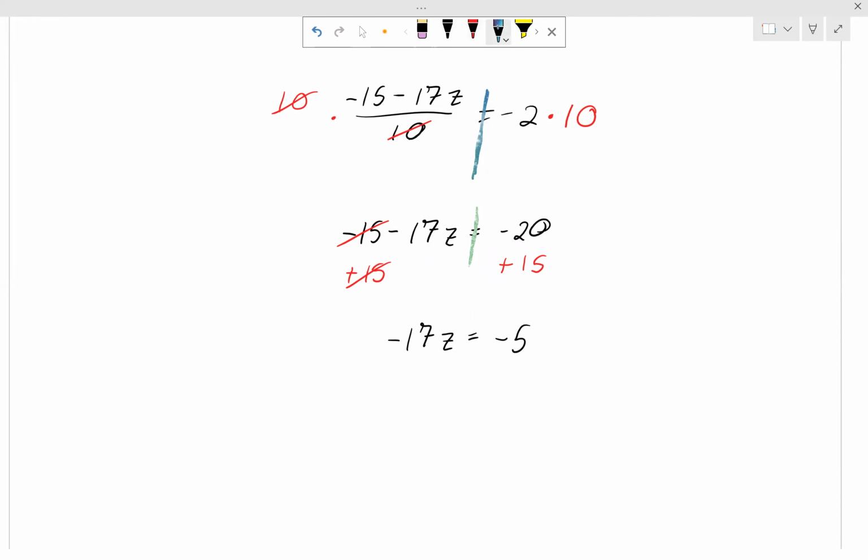All right, I'm going to draw my little line again. Whatever I do to the left-hand side, I have to do to the right-hand side. I'm going to divide by negative 17 so that these cancel out. So then I'm left with z is equal to negative 5 over negative 17. All right. But when we have a negative and we divide by a negative, we get a positive. So these should be positive. So my answer is 5/17.